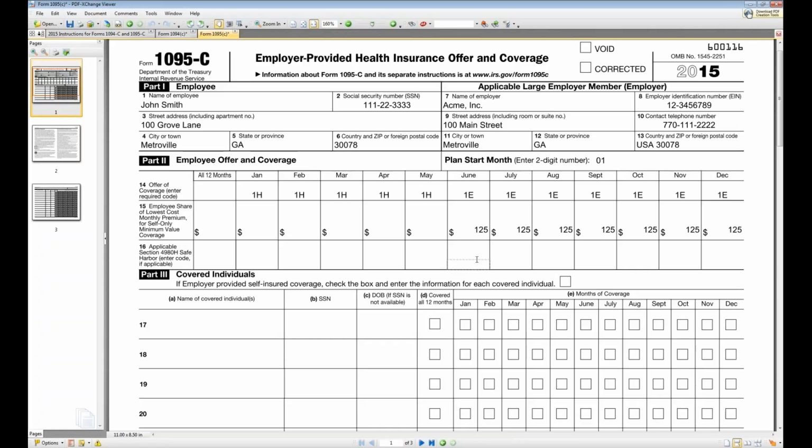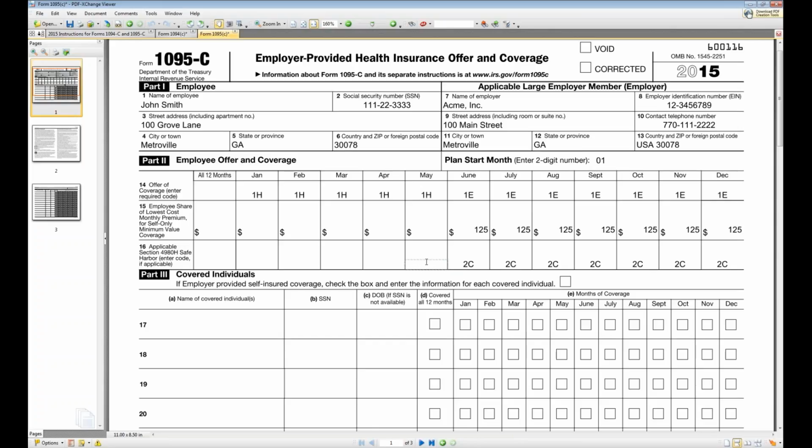Now back to the example. John's offered coverage in June. For June 1, he enrolls. So 2C would be our line 16 code for the rest of the year. And that's what we do. So this was the example where John was hired June 1, eligible immediately, and enrolls for the rest of the year.